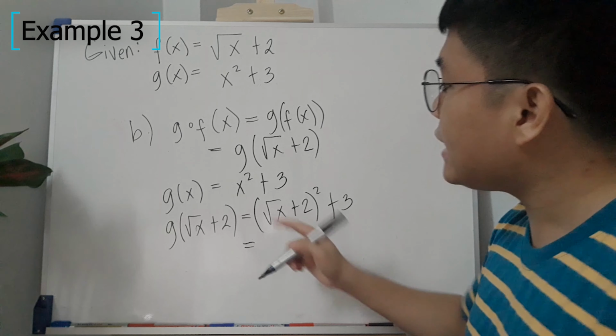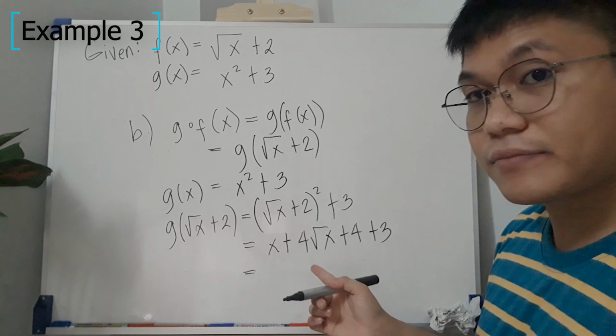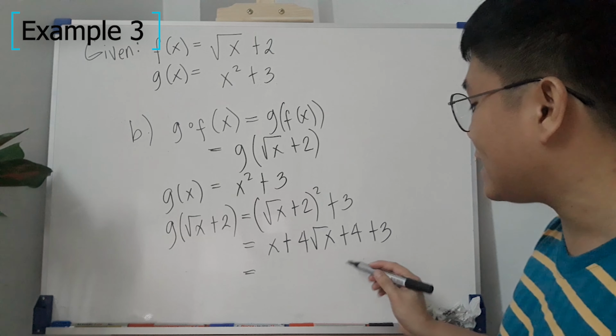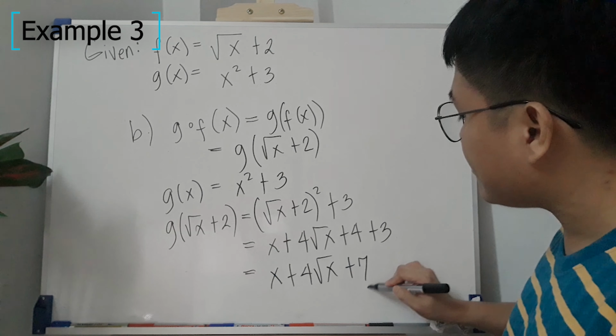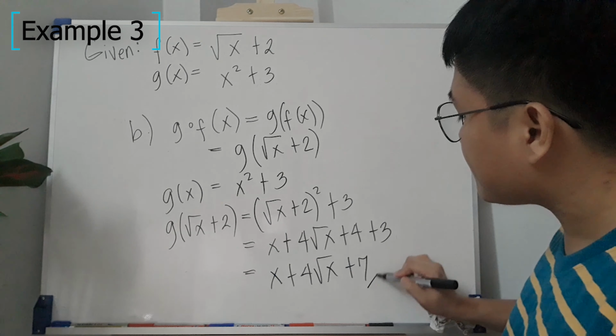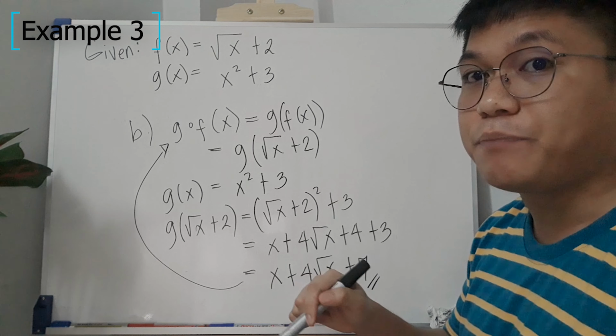Expand this binomial square root of x plus 2, which is equal to x plus 4 square root of x plus 4 plus 3. And then combine similar terms, combine the constants. We have x plus 4 square root of x plus 7. So since we cannot simplify this one any further, x plus 4 square root of x, they are not similar or they are not the same terms. That means x plus 4 square root of x plus 7 is the value of our second function, which is g composed with f of x.